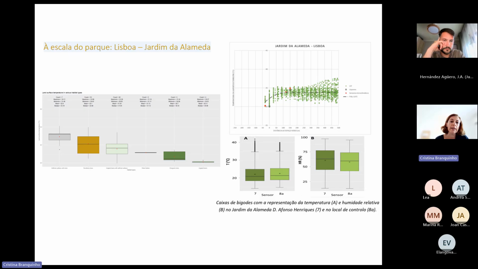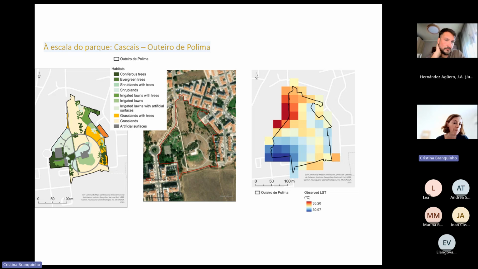And in fact, this green park has a difference between outside and inside, but not as much as we could see in the previous park. And this park also showed that topography is relevant, okay?